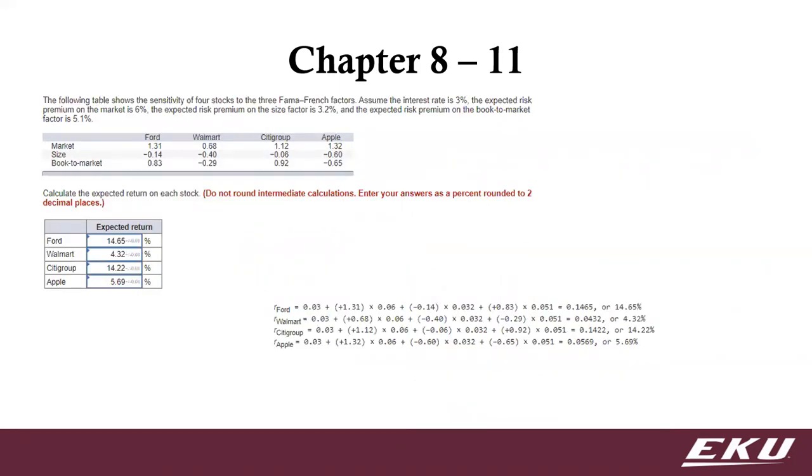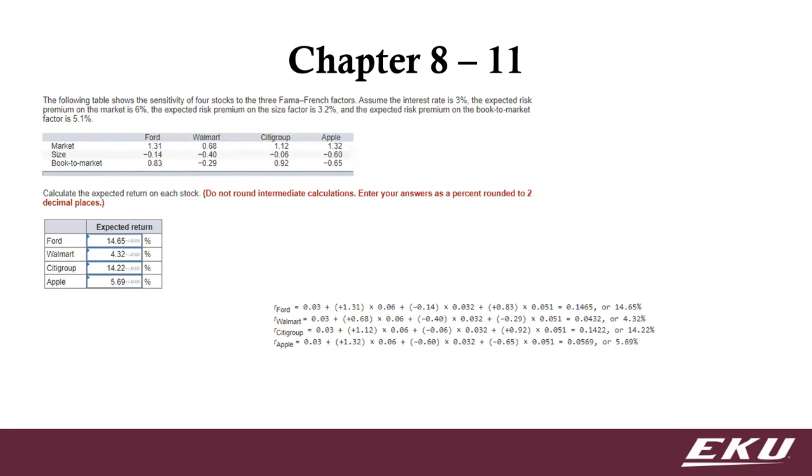Okay, so now we're looking at 4 stocks: Ford, Walmart, Citigroup, and Apple, right? And then we're looking at the Fama-French factor. So the difference here is before we were using beta, and beta was just comparing you to the market, right? And now what we're saying is we're going to deconstruct that into different components.